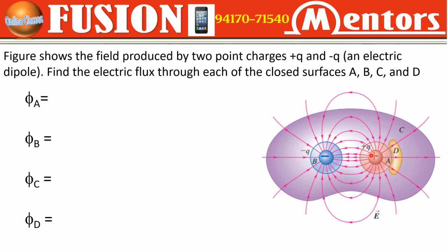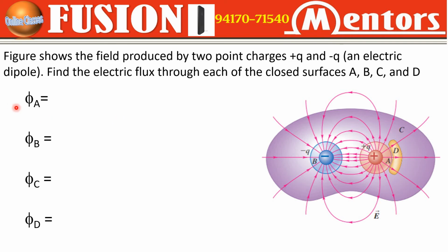You are given four surfaces. A is a sphere drawn about plus Q. B, again a sphere drawn about minus Q. C is a large surface, purple shape, which encloses the whole electric dipole. And D, this orange one, doesn't enclose any charge. I think you can now apply Gauss's theorem. If you speak out before me, that would be better.